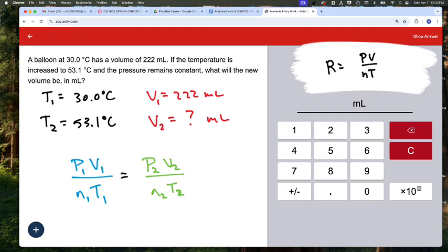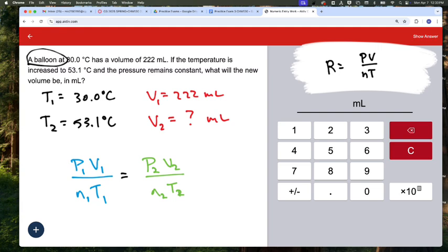I have no idea what P1 is, P2 is, N1 or N2. Okay? So for some clarification, P stands for pressure and N stands for the number of moles. That's where the N is coming from. Okay? So if I don't have those numbers, how could I possibly go through and solve this?